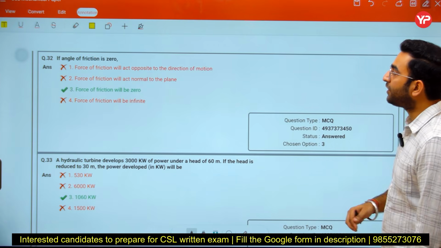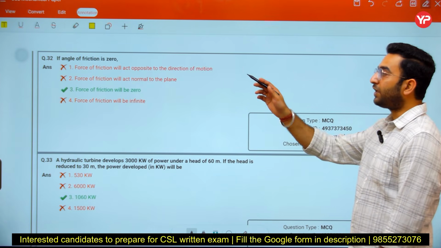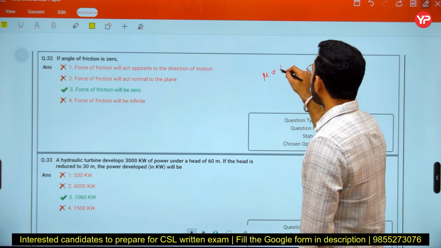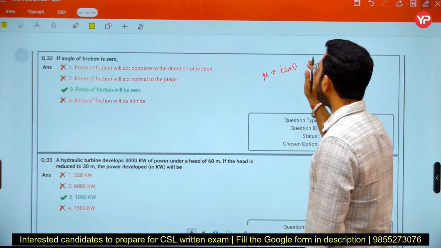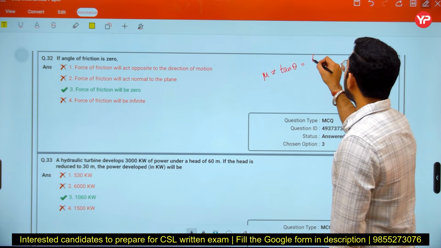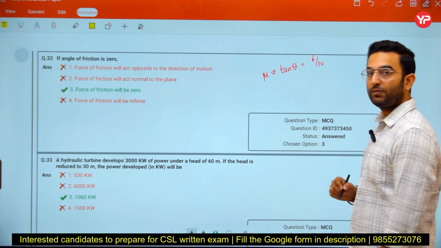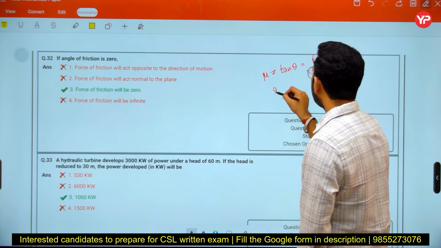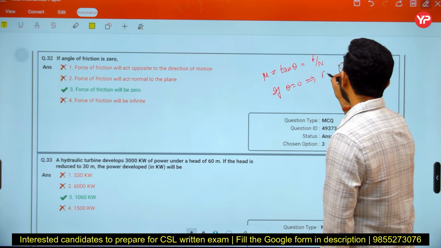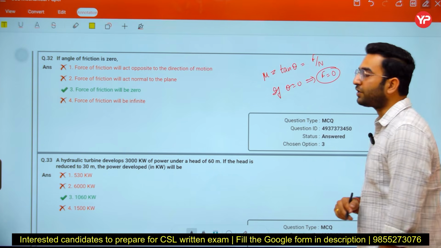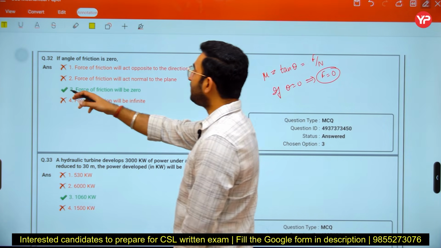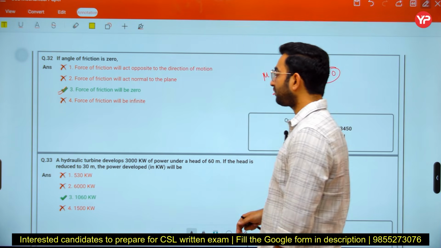If the angle of friction is 0, then what will happen? What is the meaning of angle of friction? As we know, the coefficient of friction is equal to tan theta, where theta represents the angle of friction. And mu is equal to friction force divided by normal reaction. Now if theta is equal to 0, then I can write F is equal to 0 also. The force of friction will become equal to 0. So option C is the correct answer here.